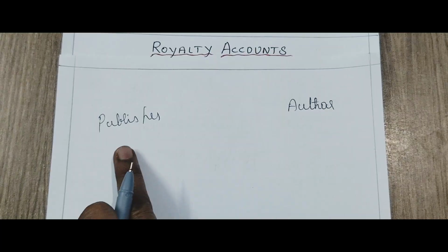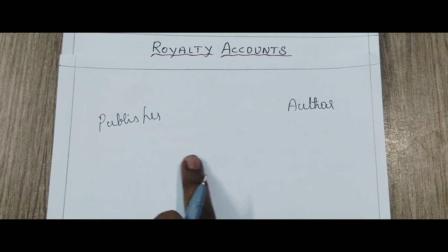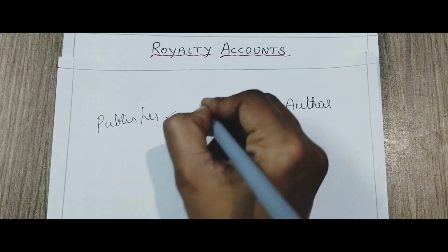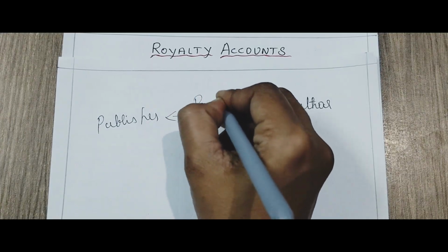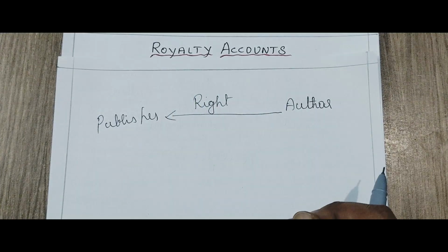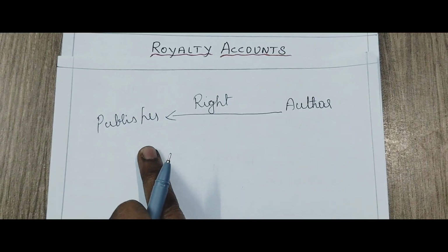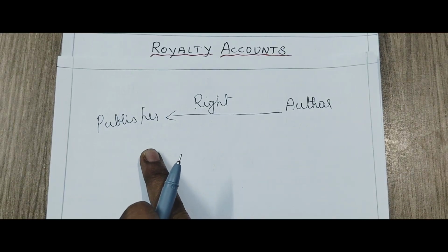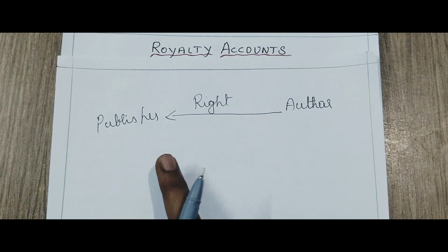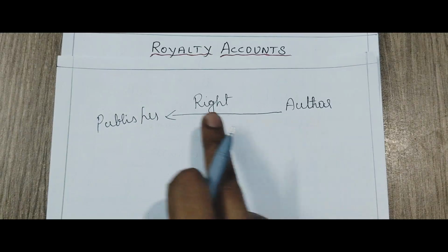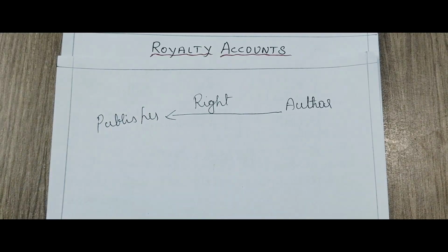Now, the publisher can publish the textbook only when he gets the right from the author. With an agreement, the author gives the right to publish the textbook, and also gives permission for selling the textbook. Then it is called the right. The author gives the right to publish the textbook.